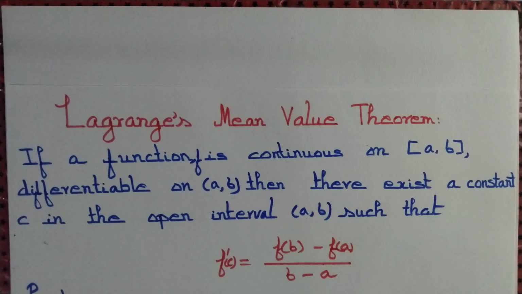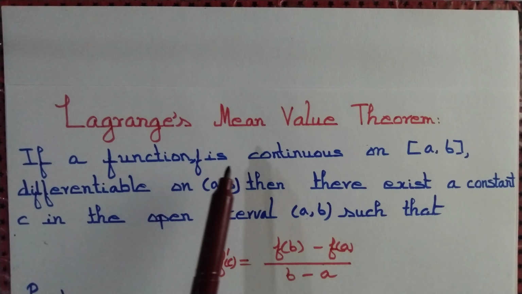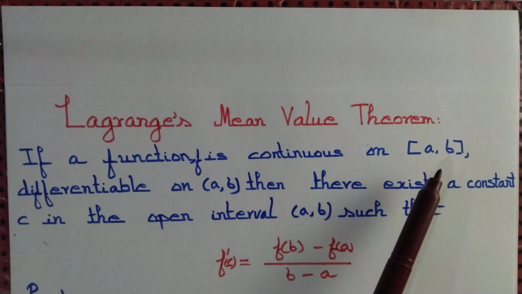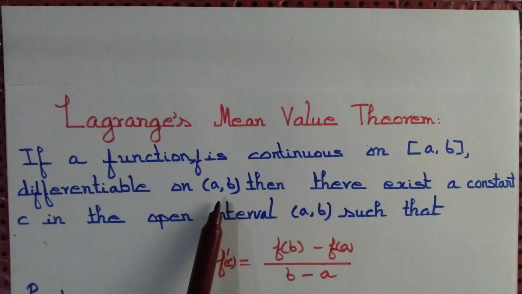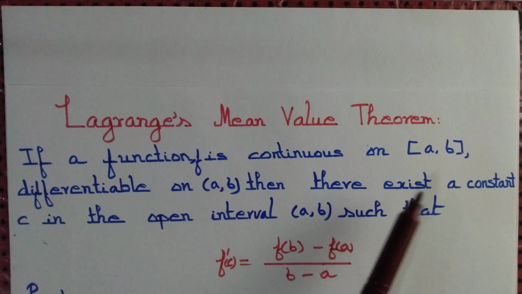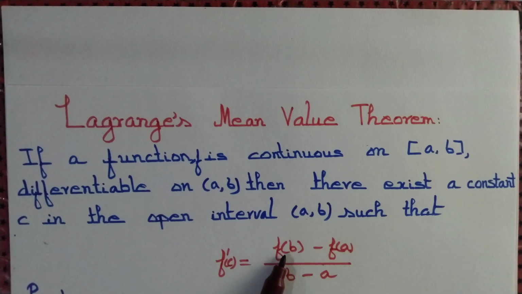Let us state and prove Lagrange mean value theorem. Lagrange mean value theorem states: if a function f is continuous on the closed interval [a, b] and differentiable on the open interval (a, b), then there exists a constant c in the open interval (a, b) such that f'(c) = (f(b) - f(a))/(b - a).